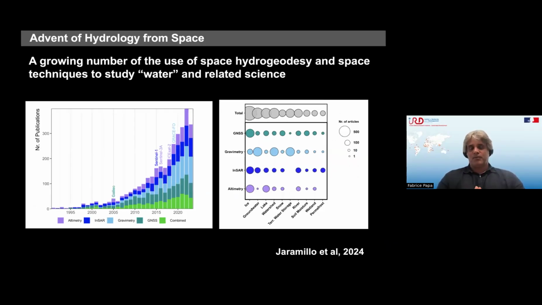This is a figure that I extracted from a recent paper from Fernando Jaramillo that was published last December, that really shows the growing number of uses of satellites to study various hydrology components, from the ice to the groundwater to the water storage and the soil moisture, and by the various hydrogeodesy techniques that go from GNSS, gravimetry, InSAR, or altimetry, and how there is an exponential growth in the use of these techniques to study these parameters. And this doesn't count, as we will see later, the launch of the SWOT mission, which is expected to revolutionize the way we see hydrology, at least at the surface.